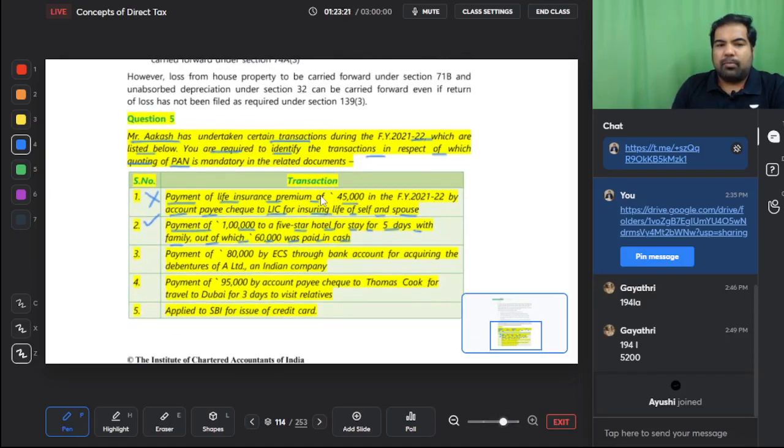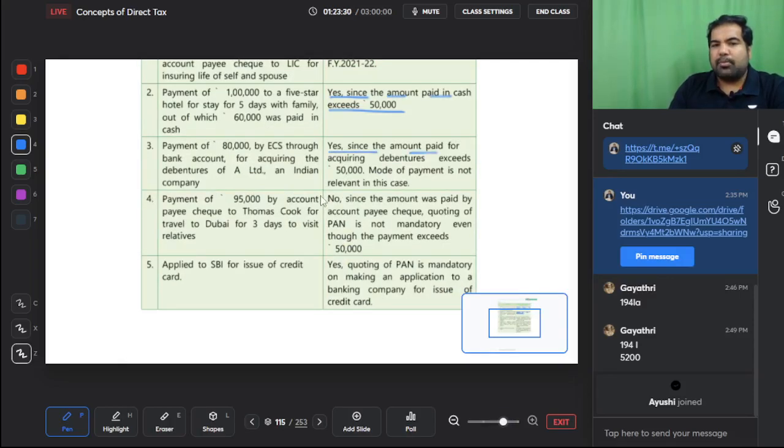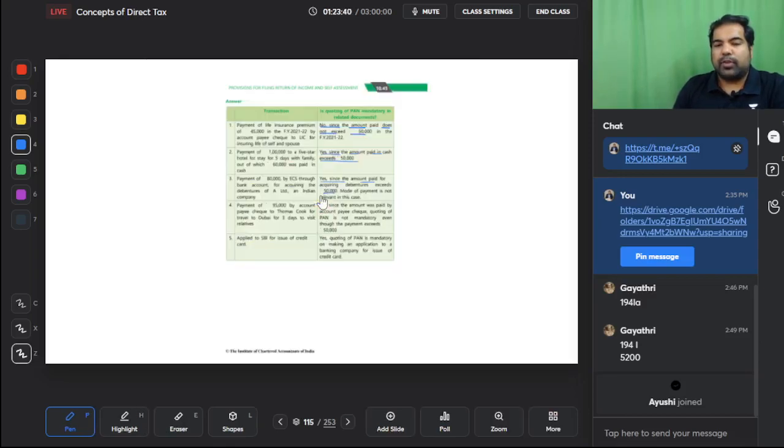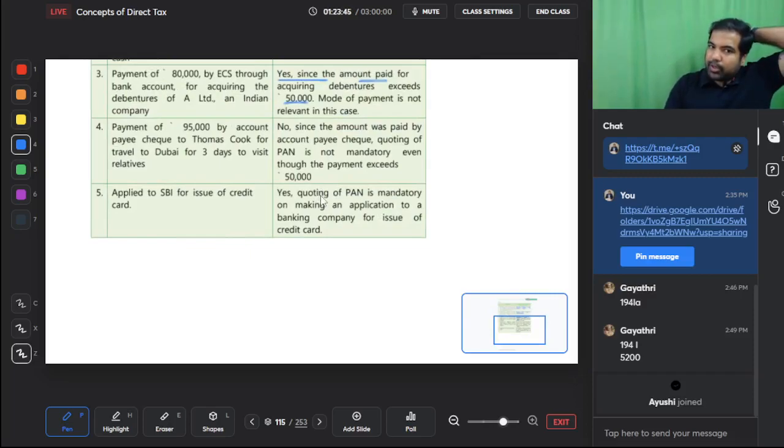Next, payment of 80,000 by ECS through bank account for acquiring the debentures of A Limited. More than 50,000, so it will require PAN, since the amount paid exceeds 50,000. That's generally the reason. Payment of 95,000 by account payee cheque to Thomas Cook for travel to Dubai for 3 relatives. Sorry, because it is paid by account payee cheque, it is not mandatory even though it exceeds 50,000, because your bank account details are already there.